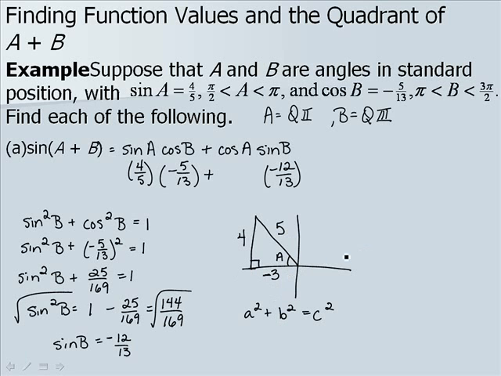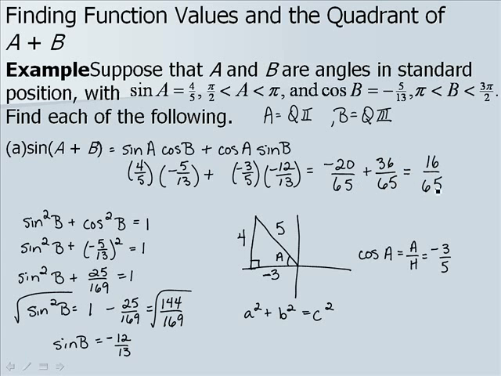So when we want to find, remember this is a, we want to find the cosine of a. The cosine of a was the adjacent side over the hypotenuse. So we have negative 3 over 5. You could also do this using the Pythagorean theorem, the identities here, as we did with b. So we have negative 3/5 for cosine of a. Now when we work these out, we'll end up with negative 20 over 65 plus 36 over 65, and that will give us a value of 16 over 65 for the sine of a plus b, and it's positive.